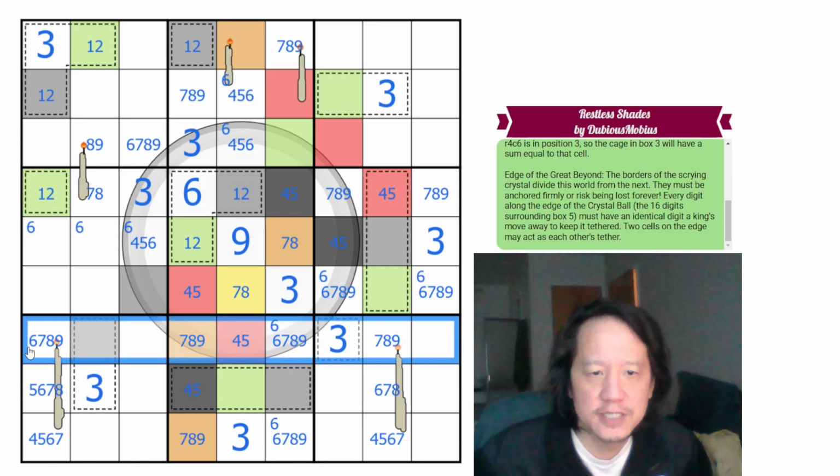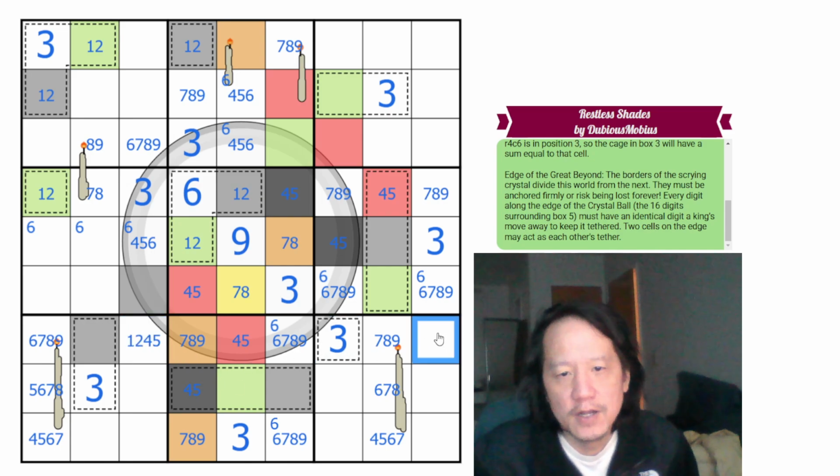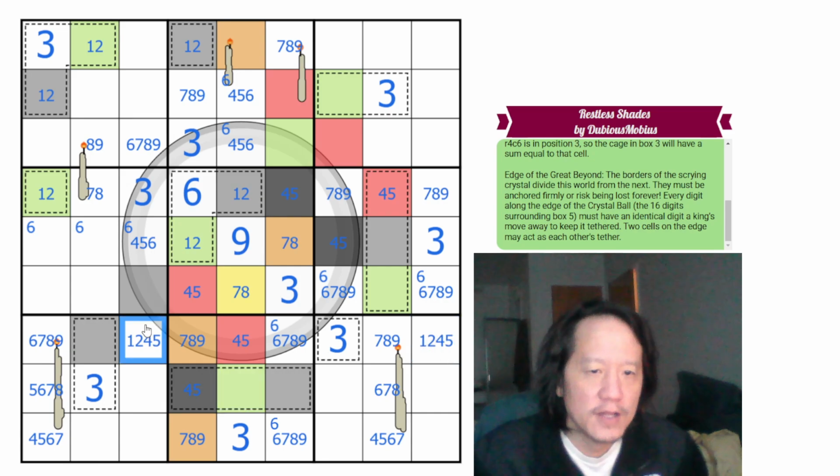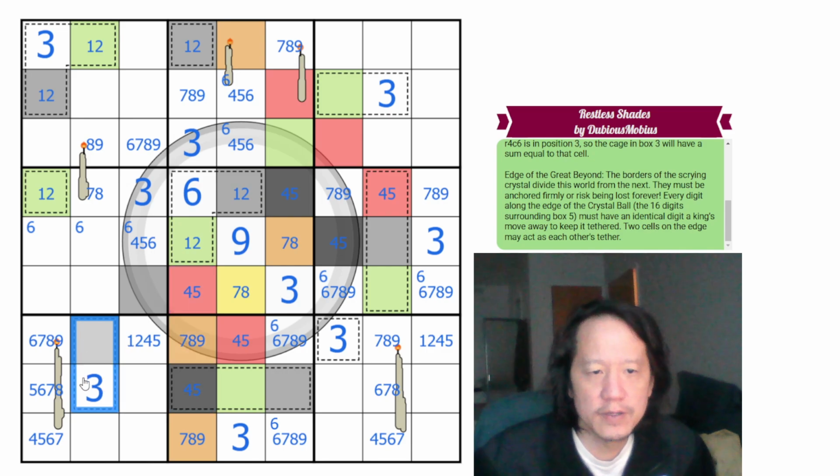That eliminates 6, 7, 8, and 9 from the rest of the row. Therefore, the remaining cells must be 1, 2, 4, 5, because we also have a 3 here. So this is 1, 2, 4, 5. This is 1, 2, 4, 5. This cell must be consecutive, or must be a king's move away from another cell of the same digit. It cannot be these 3 cells, and it can't be these 2 cells.